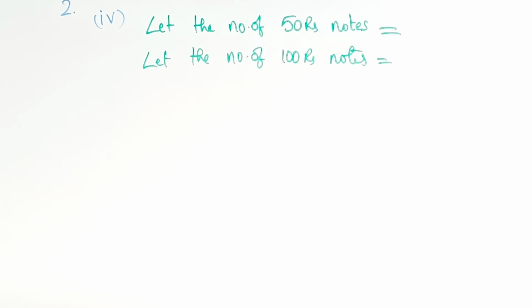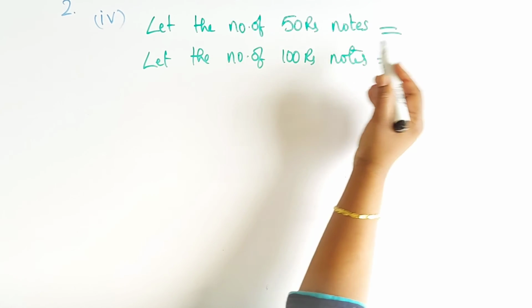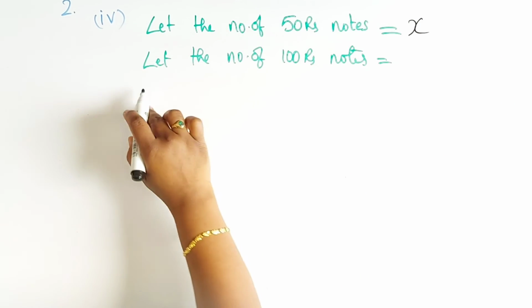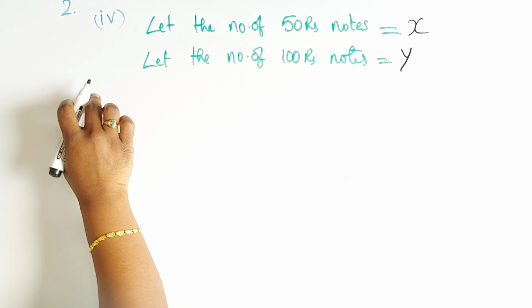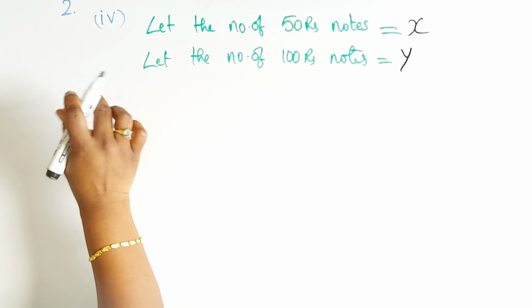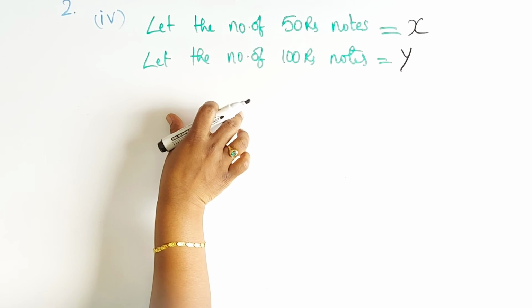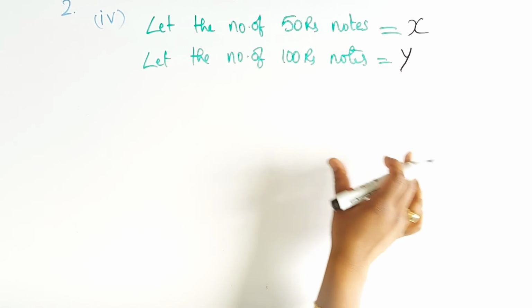Fourth one, children. Meena went to a bank to withdraw 2000 rupees. She asked the cashier to give her 50 and 100 rupee notes only. So Meena got 25 notes in all. Find how many notes of 50s and 100s she received. Right, children? Let the number of 50 rupee notes be x and let the number of 100 rupee notes be y, children. What is the first condition, children? She received 50 rupee notes plus 100 rupee notes and totally she got 25 notes.